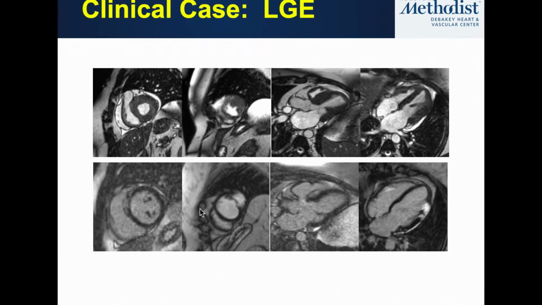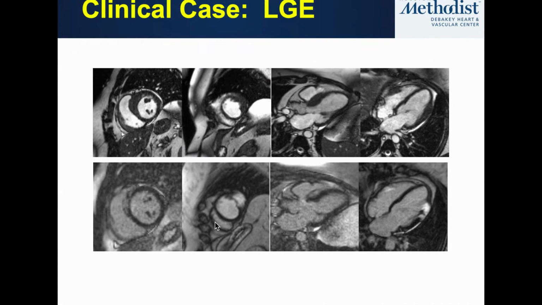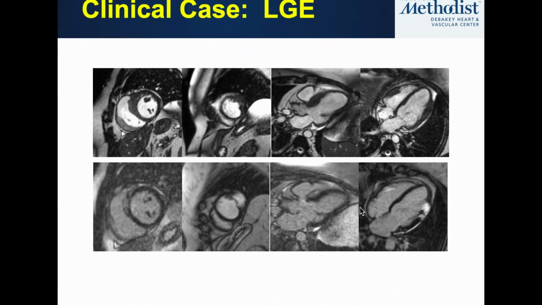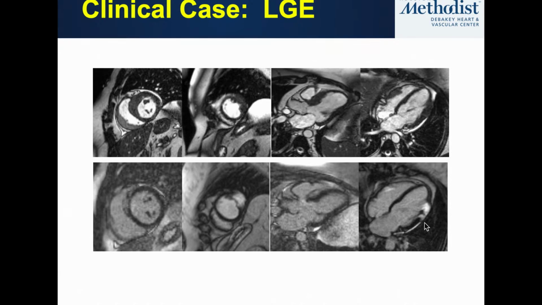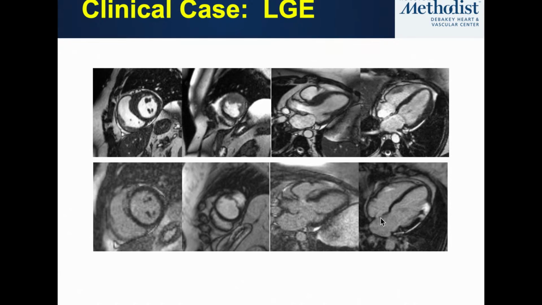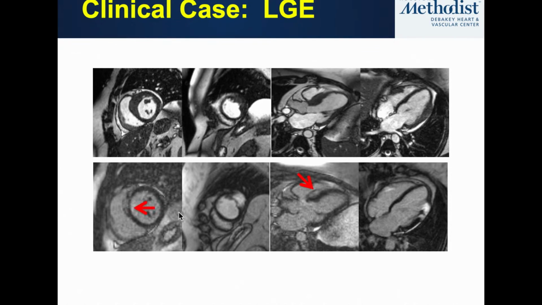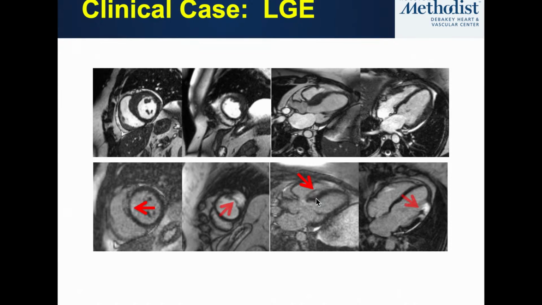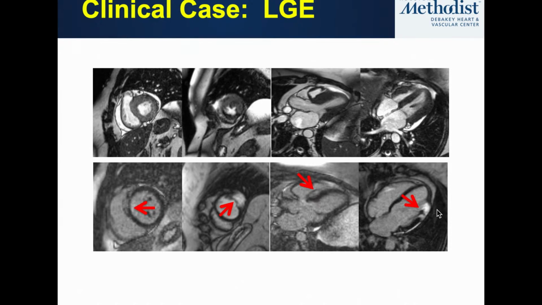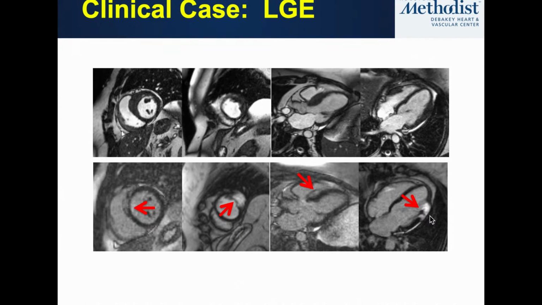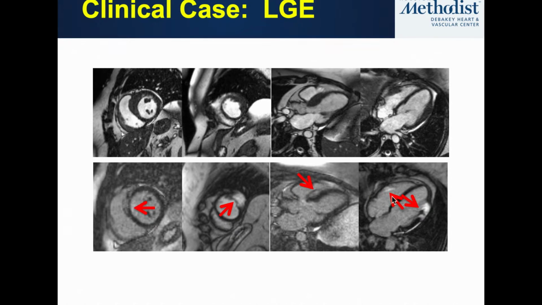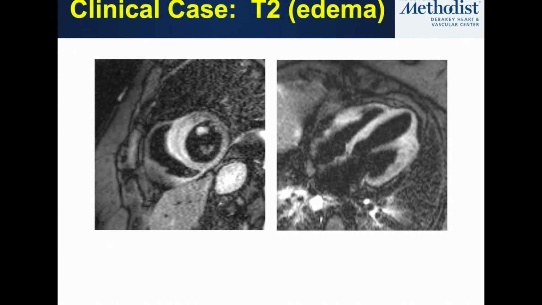Obviously the real strength of CMR is being able to couple this with late gadolinium enhancement, which allows us to identify areas of myocardial damage. We can see in this patient that there are in fact several foci. There's hyperenhancement in the basal septum, in addition to that thickened area in the lateral wall, which also shows hyperenhancement, as well as that area in the RV, which shows hyperenhancement as well.